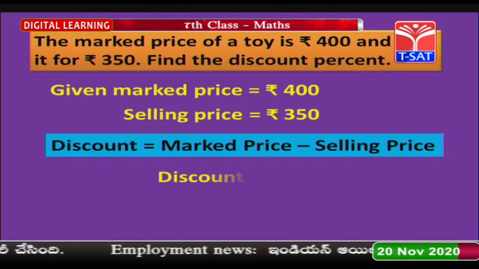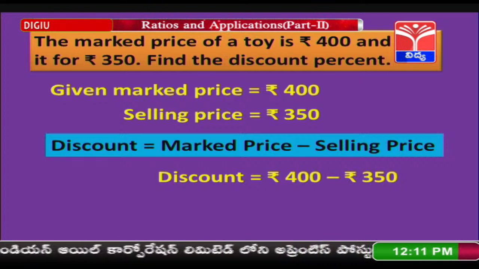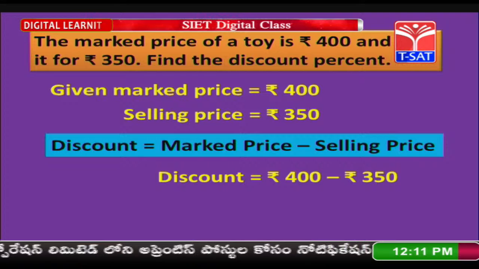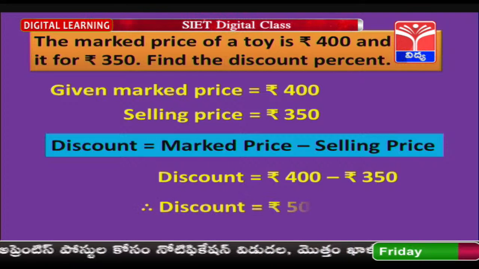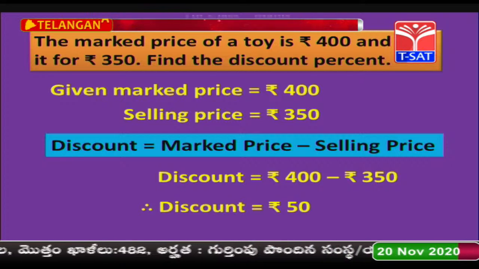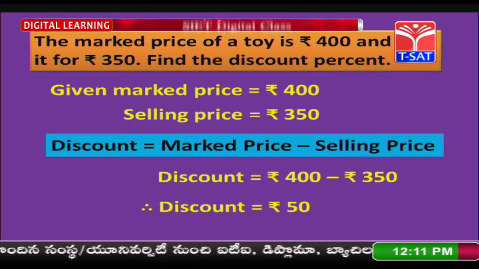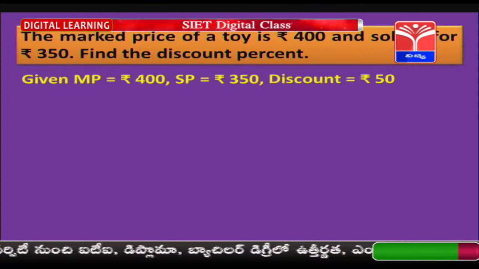Now, let us substitute the values. Yes, 400 rupees minus 350 rupees. How much do you get, children? Yes, it is 50 rupees. So, therefore, the discount is 50 rupees. But, children, our problem is not yet over. We have to calculate the discount percentage.